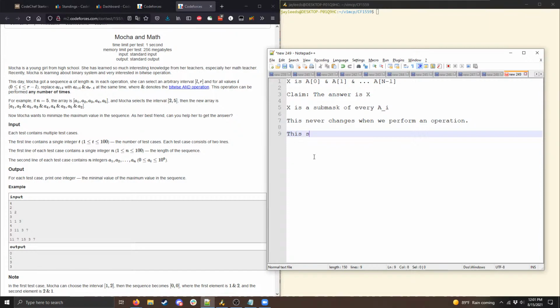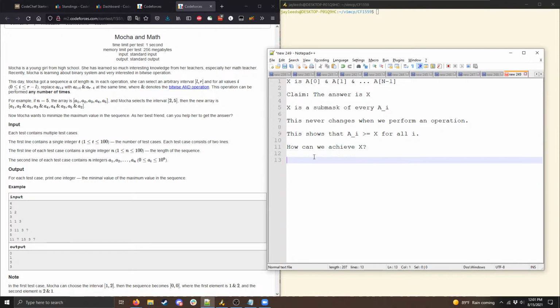So this shows that the answer, or that a_i, is always going to be at least x for all i. But I think the more interesting part of this problem is to figure out how we can achieve x. That is, how can we make the maximum value in the array equal to x? And the way I do this is as follows.